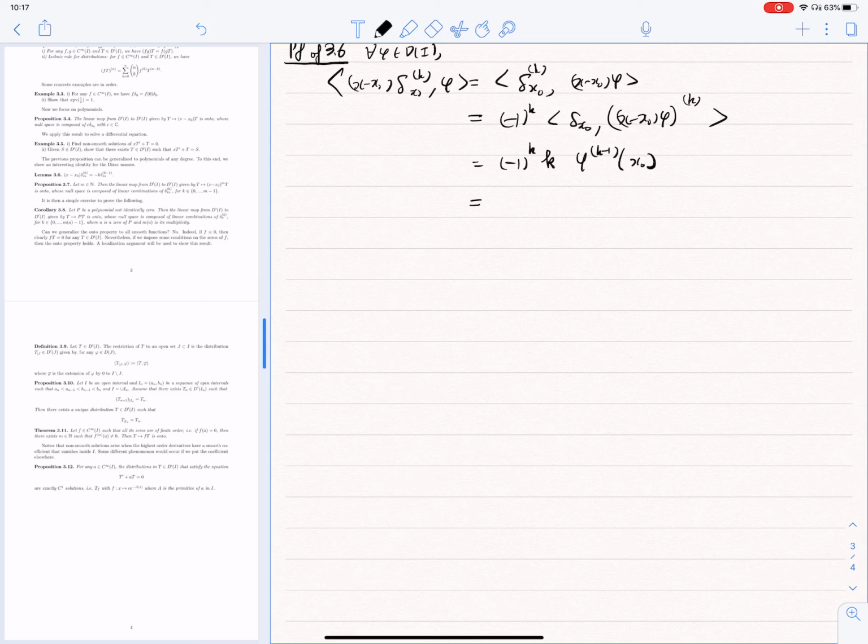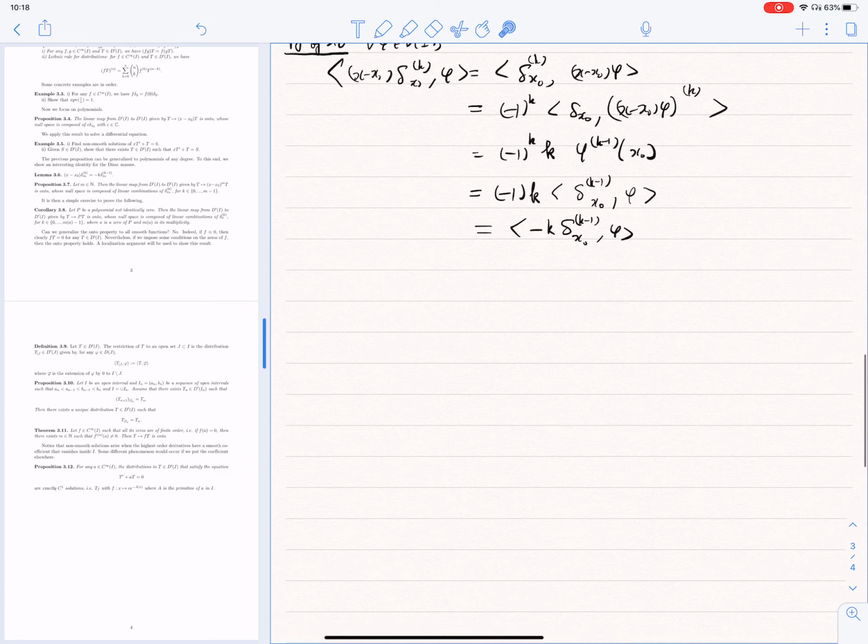And this can be written differently, right? Minus 1 to the k minus 1, we put it together with the k minus 1's derivative of phi. It becomes the following: the k minus 1's derivative of the Dirac mass on x naught applied to phi. Okay, and this shows that this is equal to, let's complete the whole thing, negative k delta x naught k minus 1. And this shows that this guy is equal to this guy. And we're finished.